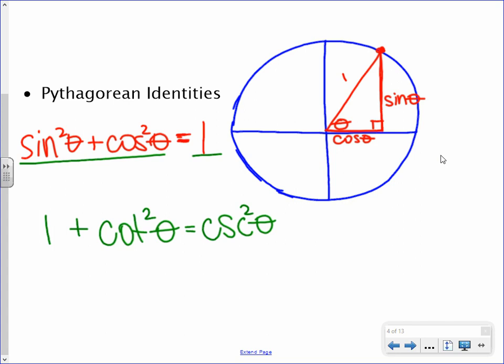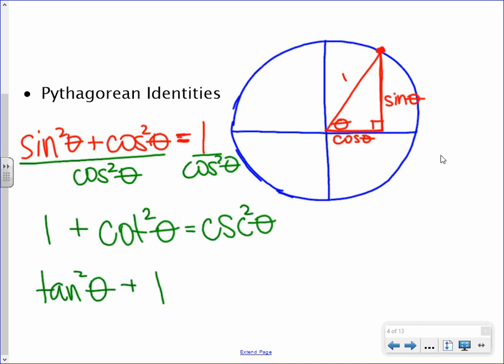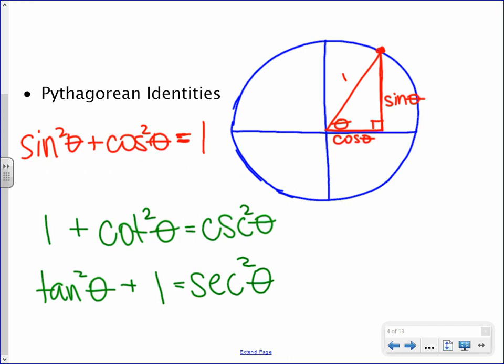To get our third one, we're going to divide both sides by cosine squared. What is sine squared divided by cosine squared going to be? Tangent squared. Plus cosine squared over cosine squared is 1. 1 divided by cosine squared would be secant squared. Here are your 3 Pythagorean identities. That will be the 3rd question on your quiz.